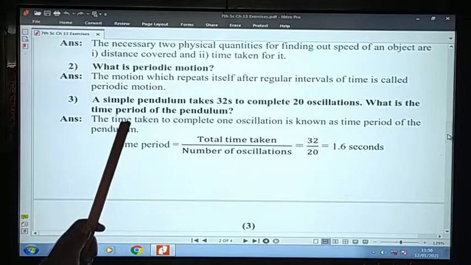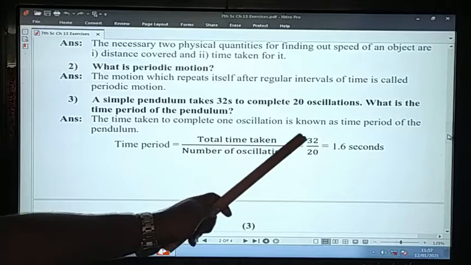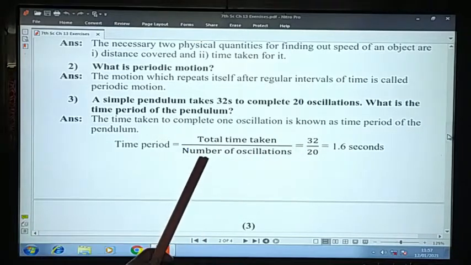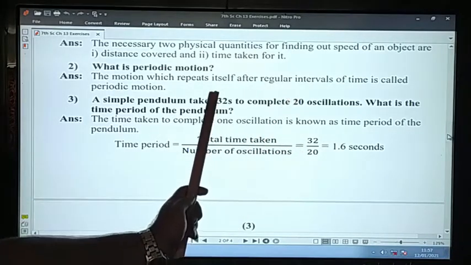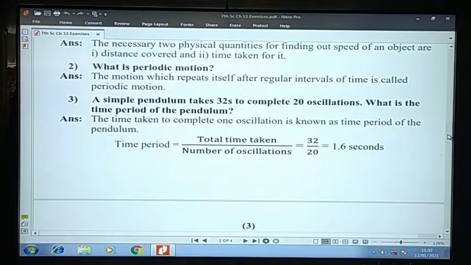So what is the time period? Time period is the total time taken, 32 seconds, divided by the number of oscillations, which is 20. So 32 divided by 20 comes to 1.6 seconds.